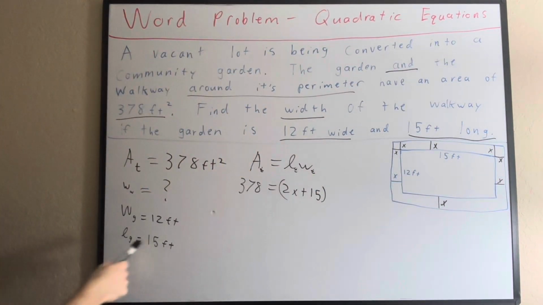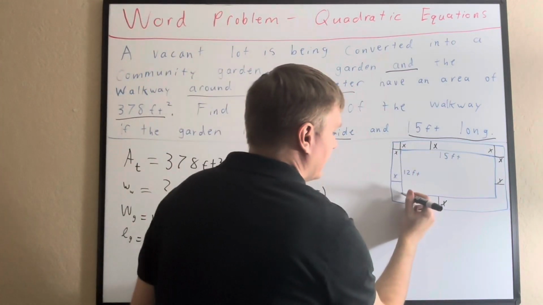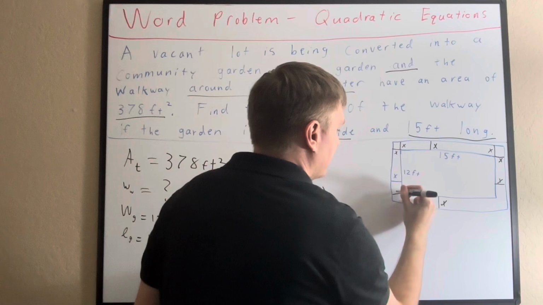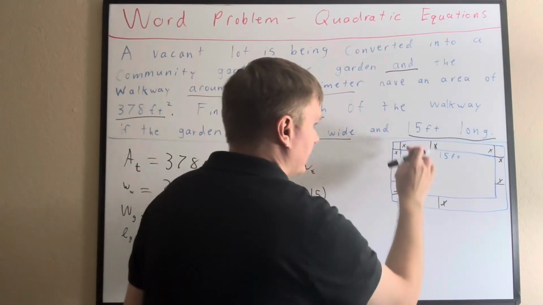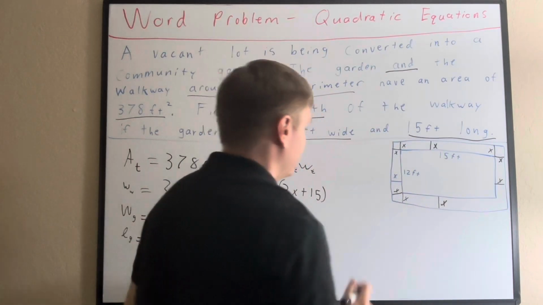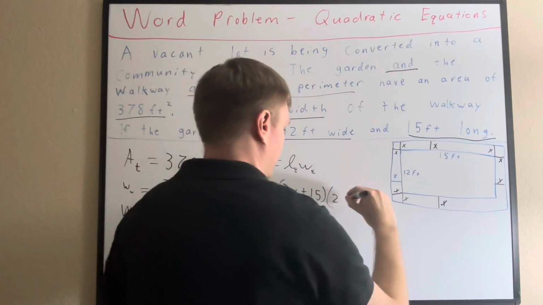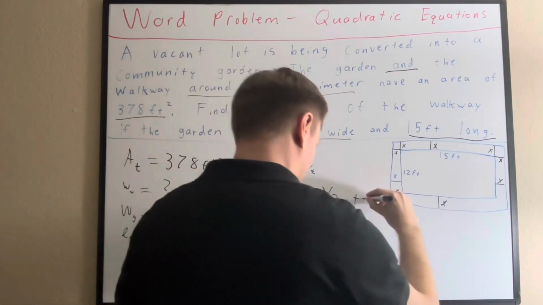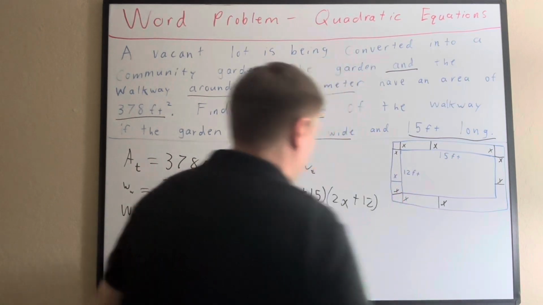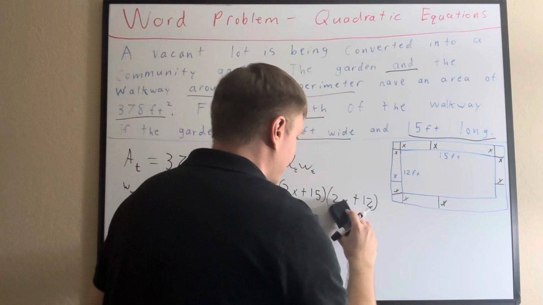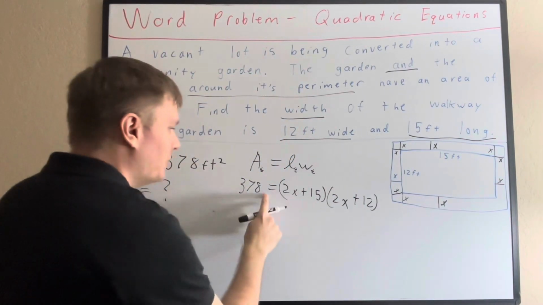Now, same thing with the total width. It's 12 feet, but then we add 2x to it because we have to include the walkway. So 2x first plus 12. All right. That is getting close to a quadratic equation. It's kind of like it's already been factored, but it's supposed to be equal to 0.